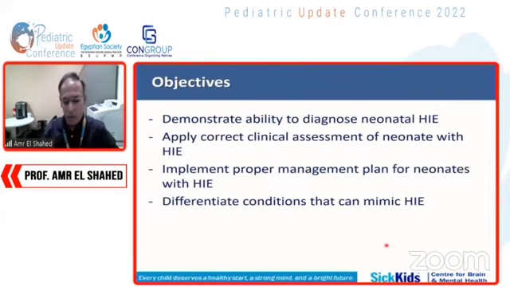The objective of my talk is to go through the diagnosis of neonatal hypoxic ischemic encephalopathy. Hopefully, by the end of the session you will be able to make a correct clinical judgment about neonates with encephalopathy, because I'm going to share with you some examples of the different spectrum of neonatal hypoxic ischemic encephalopathy. The other part of my talk will be about how to make a proper management plan for neonates with HIE. And then maybe we can touch base, and I have a case that can mimic hypoxic ischemic encephalopathy. Hopefully it will be interesting to hear about this case.